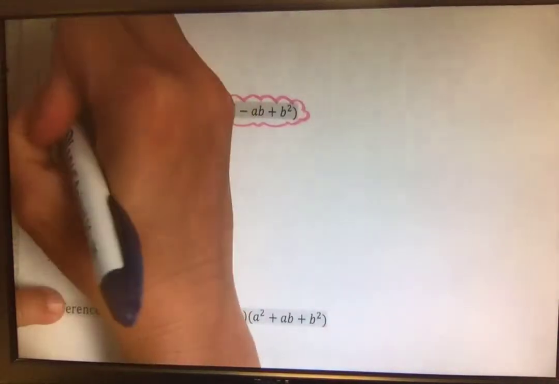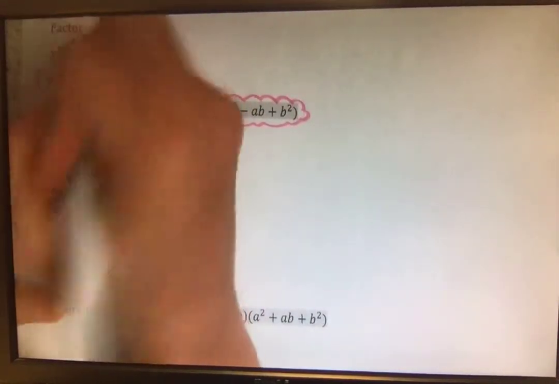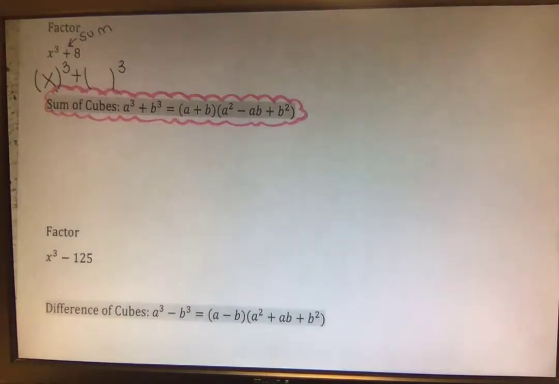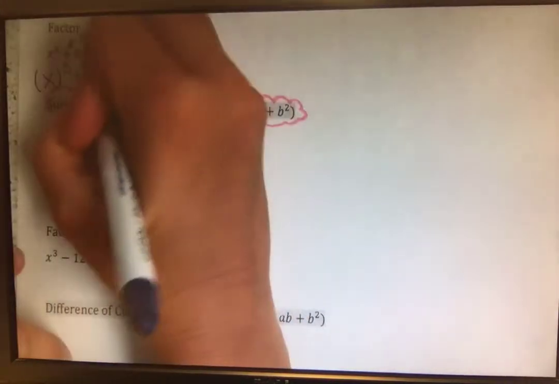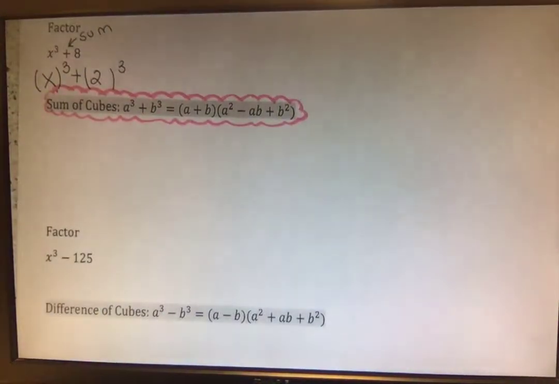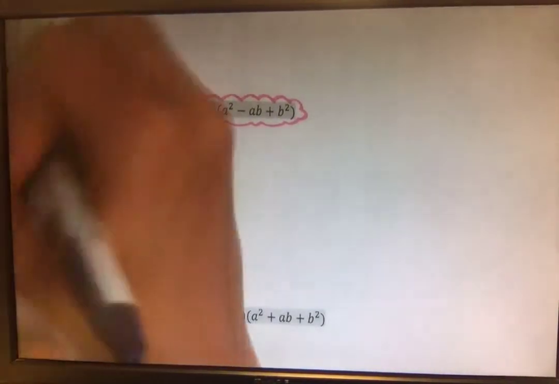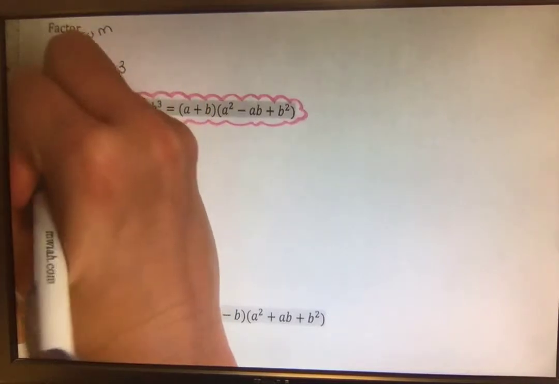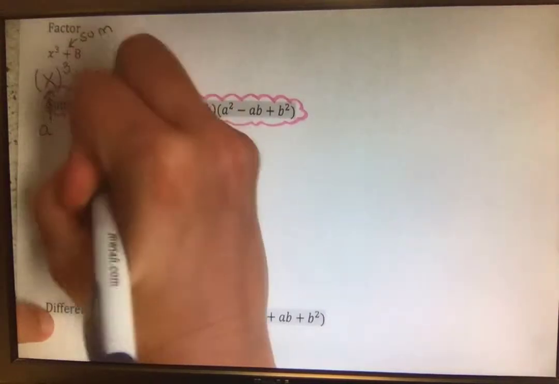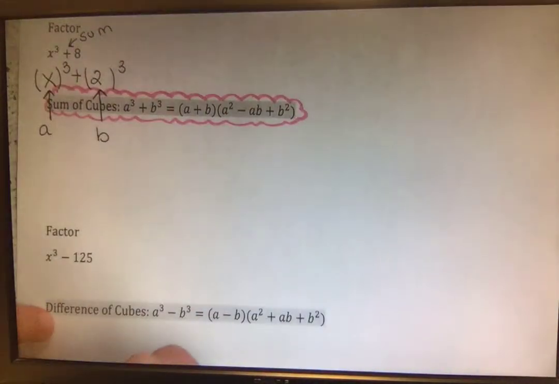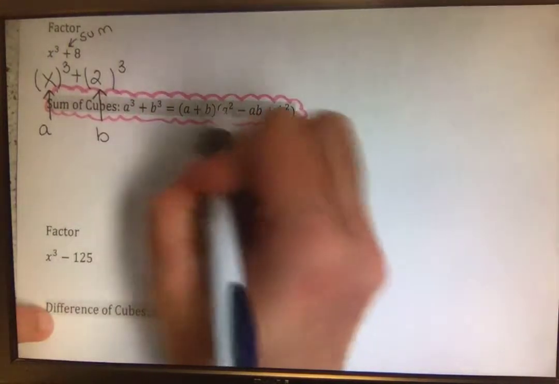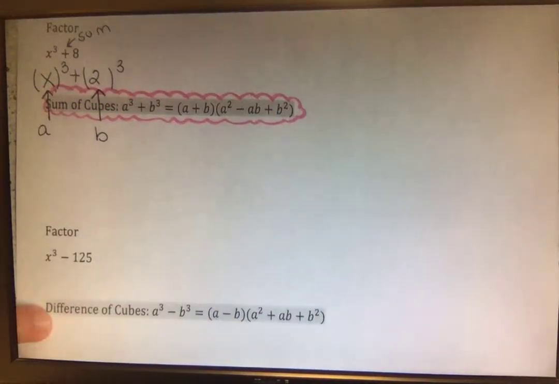So I know x cubed is x times x times x. So that's x cubed. And then 8 is 2 times 2 times 2, so 2 cubed. So that will tell me my a value is x, my b value is 2. So wherever I see an a in the formula, I'm going to plug in x. Wherever I see a b in the formula, I'm going to plug in 2.